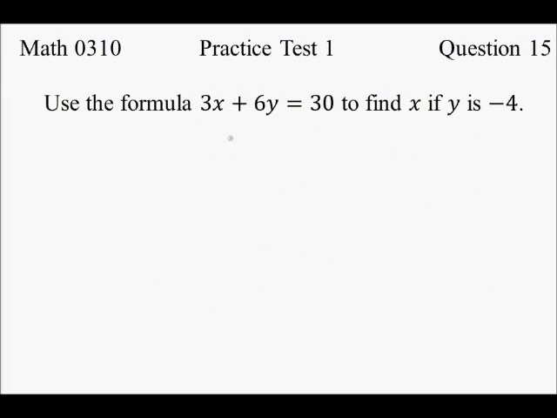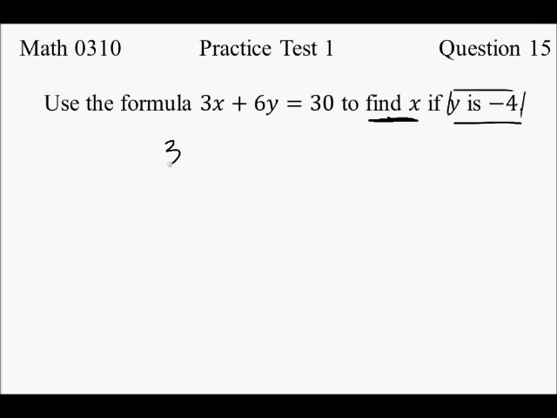Question 15. Use the formula 3x plus 6y equals 30 to find x if y is negative 4. So here it says we are finding x, so we want to get x equals some value. And they give us the condition that y is negative 4 here. So we're going to use this information, y is negative 4, in our formula to figure out what x is. So let's go ahead and write that in there.